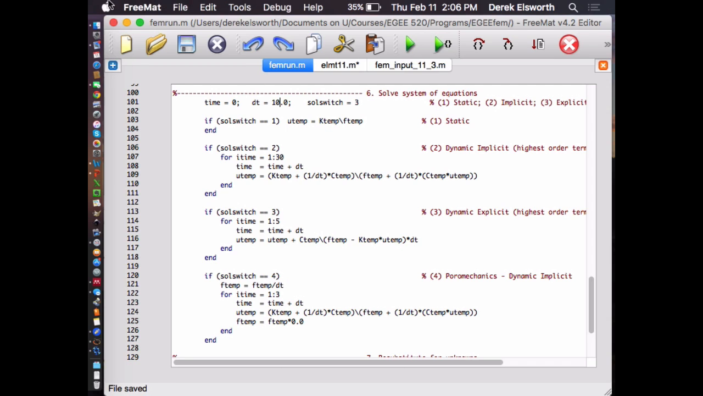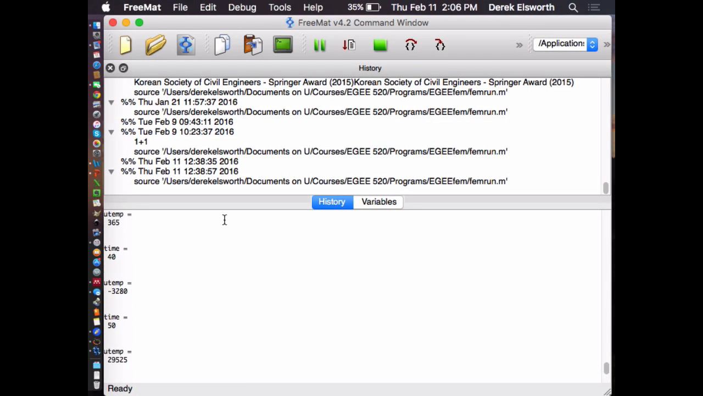So yeah, there you go. So first time step, it goes to 5. This is just the middle, only the nodes that are changing. So it goes from 5 to minus 40 to plus 365, minus 3280, plus 29,000. So it's oscillating and it's growing progressively larger.